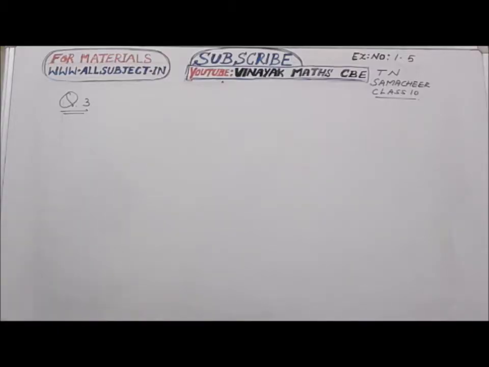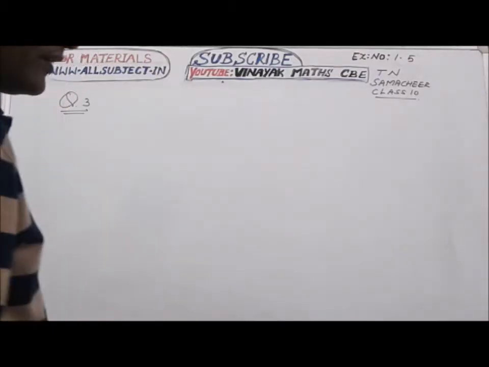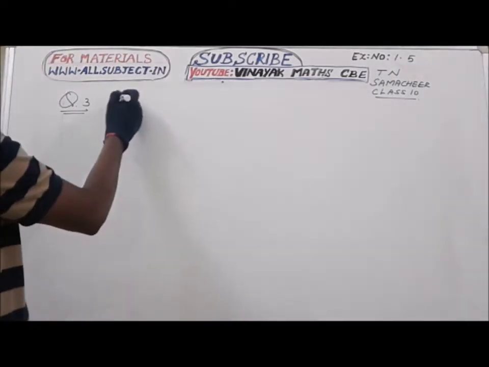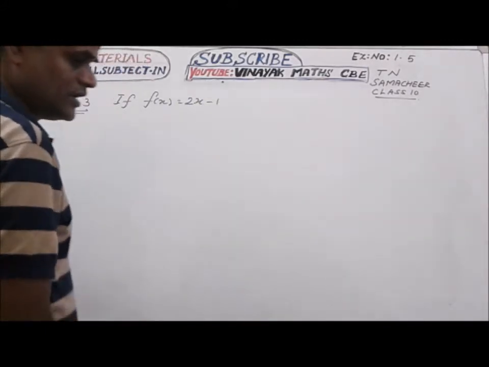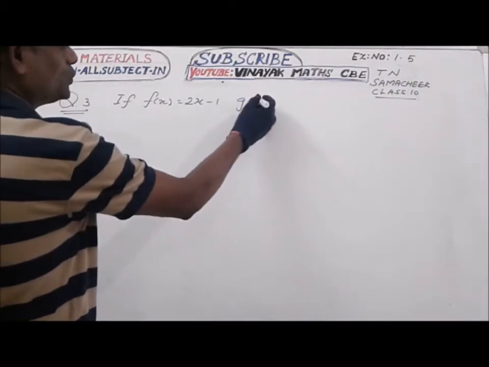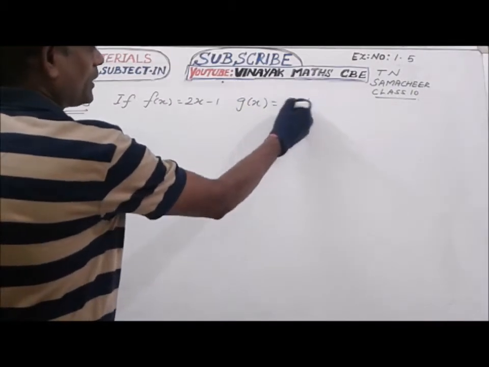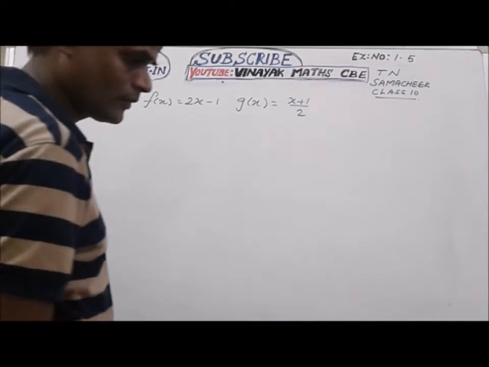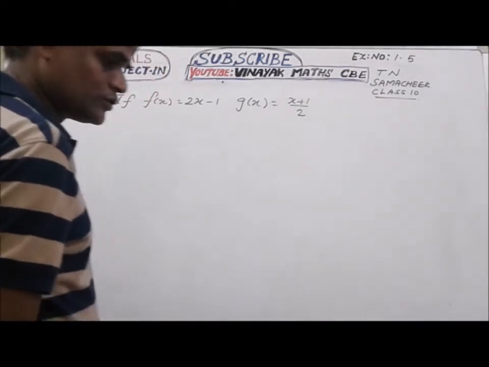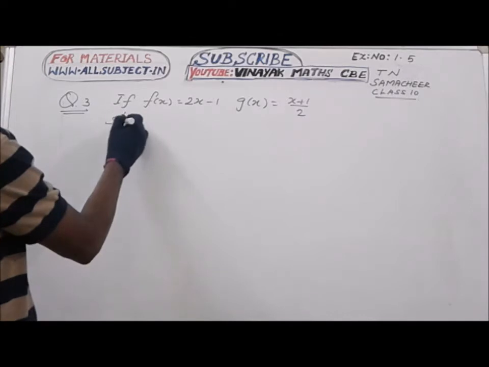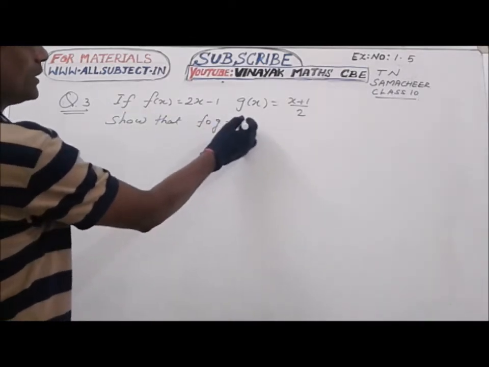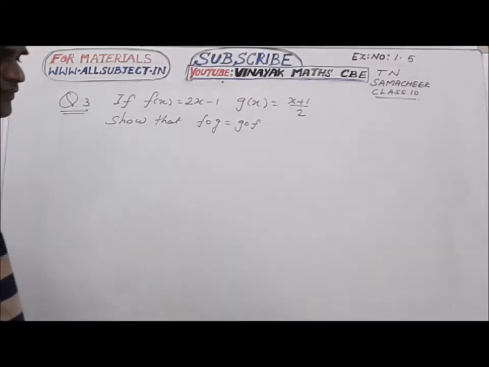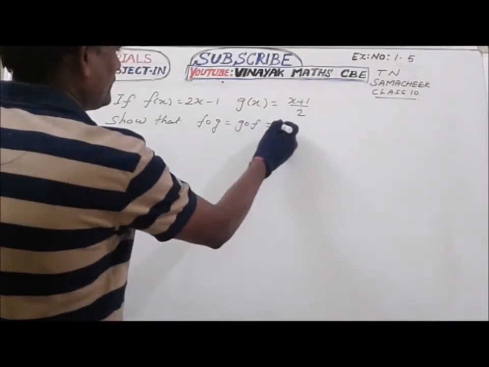Number 3. If f of x is equal to 2x minus 1 and g of x is equal to (x plus 1) by 2, show that f composition g is equal to g composition f equal to x.